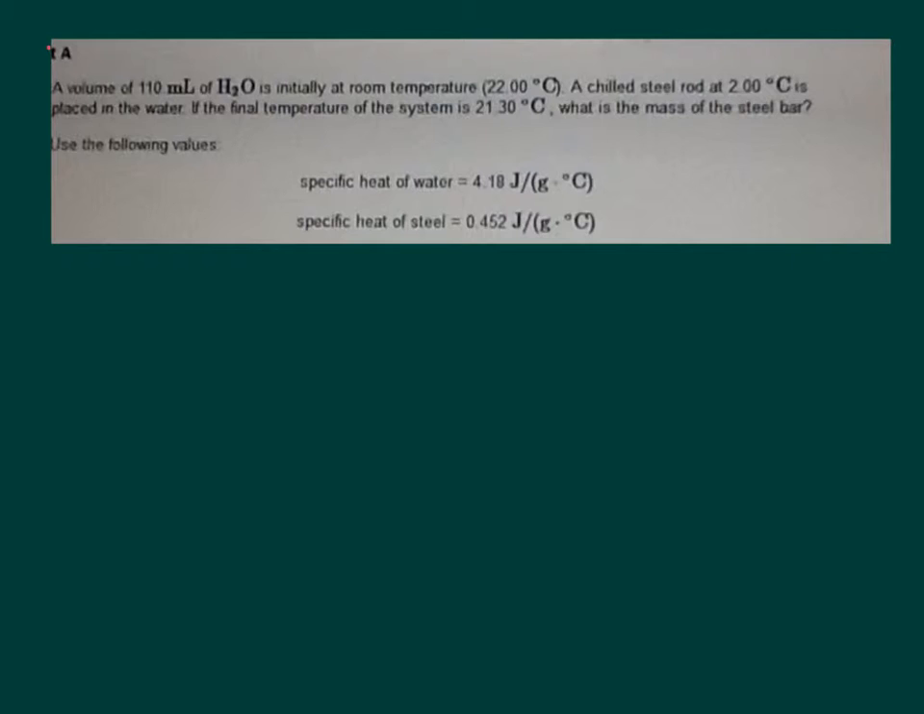So this states a volume of 110 milliliters of H2O is initially at room temperature, 22 degrees Celsius. A chilled steel rod at 2 degrees Celsius is placed in the water. If the final temperature of the system is 21.3 degrees Celsius, what is the mass of the steel bar?